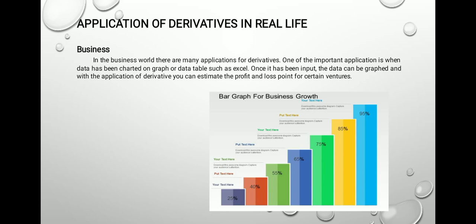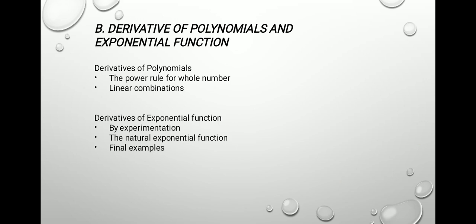Next is business. In the business world, there are many applications for derivatives. One of the important applications is when data has been charted on a graph or data table such as Excel, as you can see in the example. Once it has been input, the data can be graphed, and with the application of derivatives, you can estimate the profit and loss point for certain ventures.